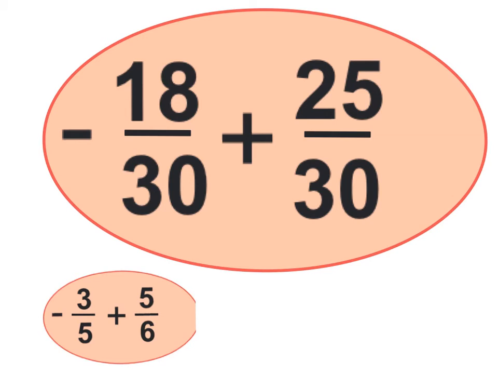Remember what that means. You have 25 positives and 18 negatives. So as a result, you have more positives than negatives. And that's why my answer is positive.